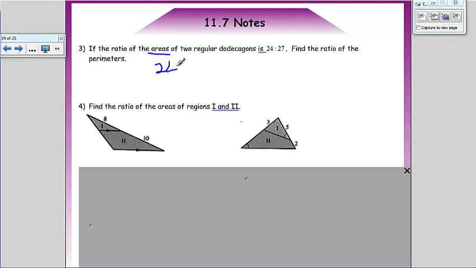So if the areas are 24 to 27, if we want to work backwards, we're not going to square it, but we're actually going to square root the entire thing. So then we're going to deal with some calculation from Algebra 1. The square root of 24 can be simplified into 2 root 6. The square root of 27 would be 3 root 3.